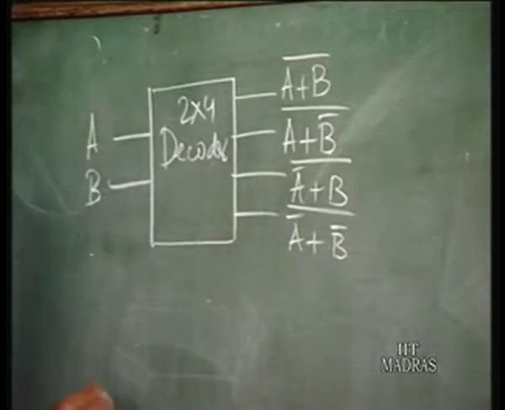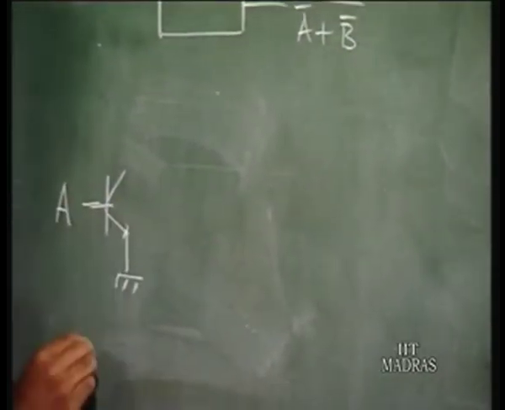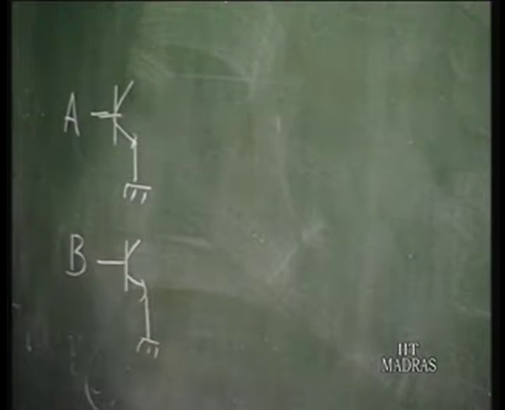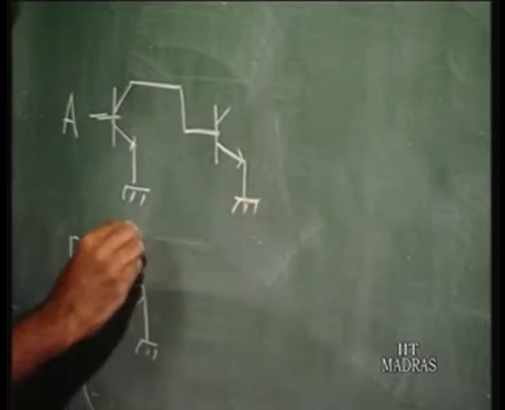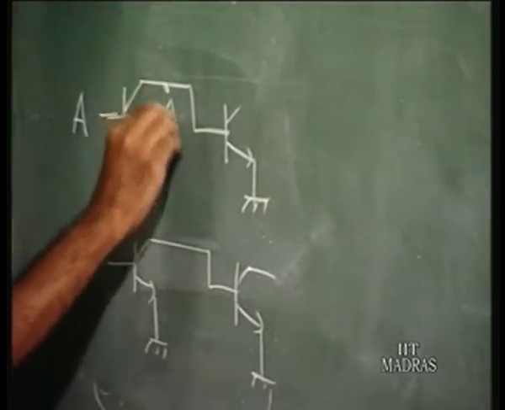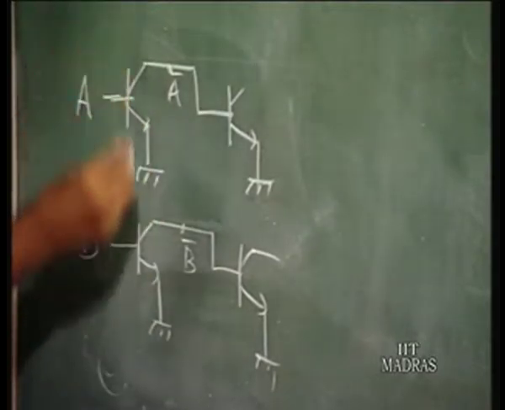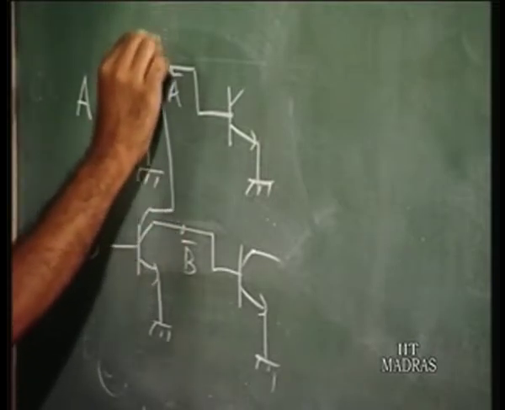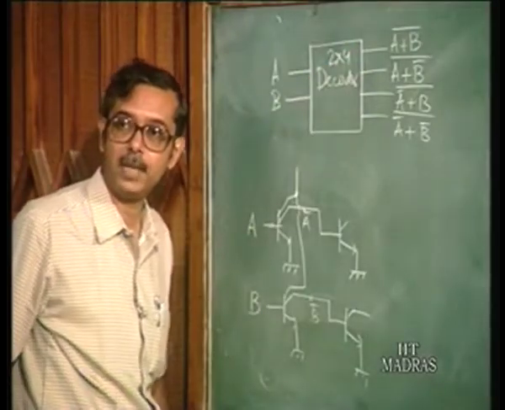All the 4 combinations are very easily realized in I squared L. So, I will just draw the transistor level circuit. You have the 2 inputs A and B. You have to realize the complements also. So, here you have A bar, here you have B bar. And now if you want to realize all those combinations, if you take this and join them here, you have the NOR of A and B.